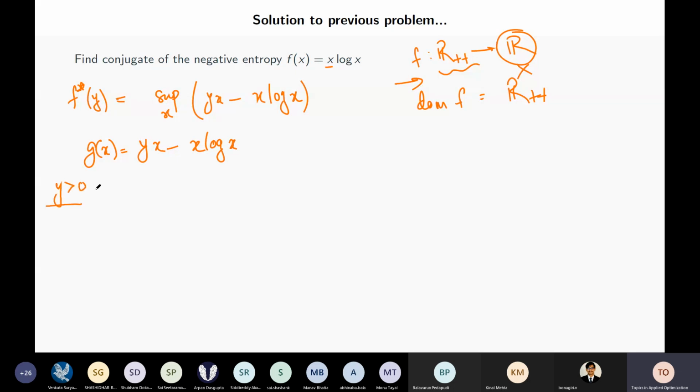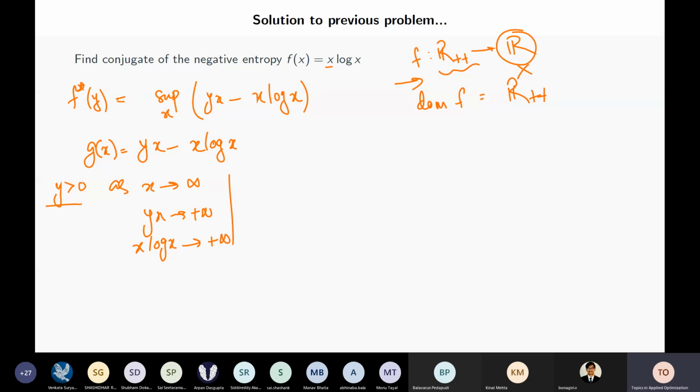So y greater than 0, let us fix this. As x tends to positive infinity, yx tends to positive infinity, and x log x, we know both are increasing functions, so they also tend to positive infinity. So it's infinity minus infinity. These are the cases where we cannot conclusively say that the whole term goes to infinity. It will depend on the dominating term. So which one is the more dominating term? In these cases we have to pause and look at critical points.